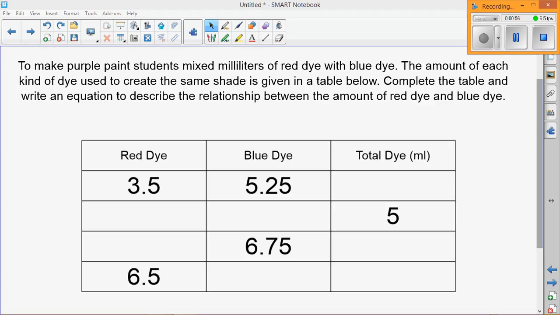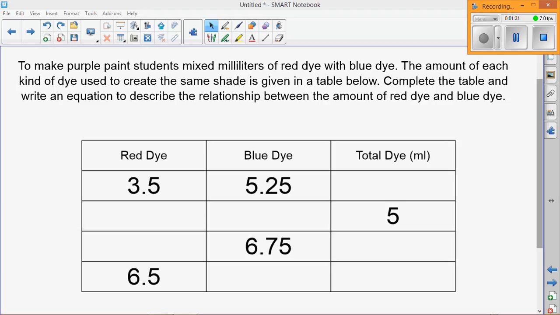So they filled in some parts for us. We know that to make a certain shade of purple, we use 3.5 milliliters of red dye and 5.25 milliliters of blue dye. So the first thing you want to do is figure out what our constant is. If we know it's making the same shade of purple, then we know that the relationship is proportional. So we can actually calculate this ourselves by dividing.